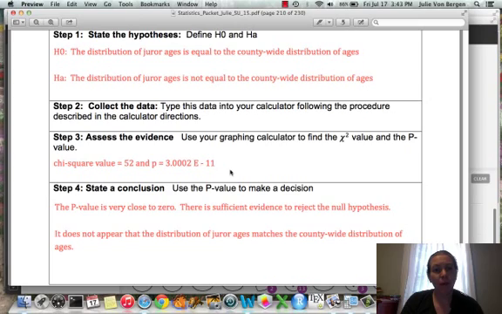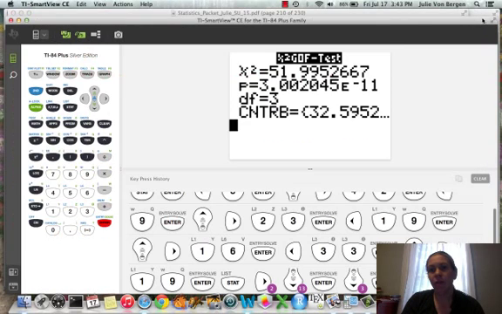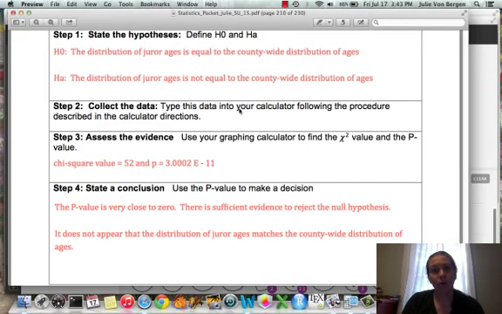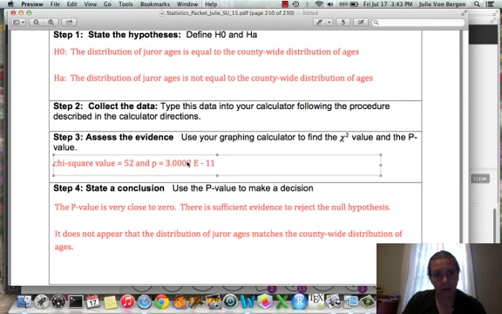Now if we go back to our evidence, we got a chi-squared value of around 52. I rounded this to be 52, and our p-value is 3.002 e negative 11, so it's a very small p-value. I think actually the 2 is in the wrong spot. But anyway, it's a very small p-value. Hope we can fix that. There we go. Now our 2 is in the right spot.